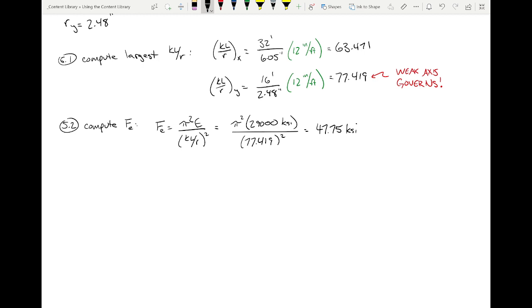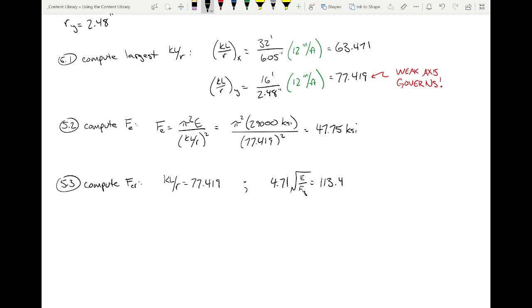All right. So 5.3, compute FCR. So for FCR, we've got KL over R, which is 77.419, and we compare that against 4.71 times the square root of E over Fy. My E's don't quite look like E's sometimes. Yeah, it's like 113.4.